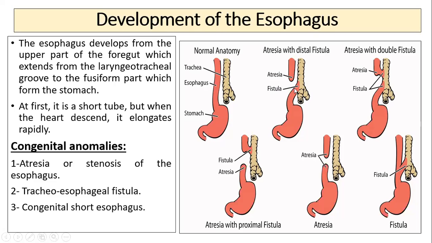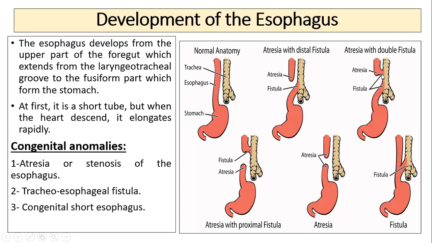Because of the congenital anomalies, the esophagus might open into the trachea. This joining of the trachea with the esophagus is called the tracheoesophageal fistula. There are different types of fistula, as you can see here. This is one type, the other type is here. So the thoracic part has opened into the trachea, and the remaining part of the esophagus is beginning from the trachea.